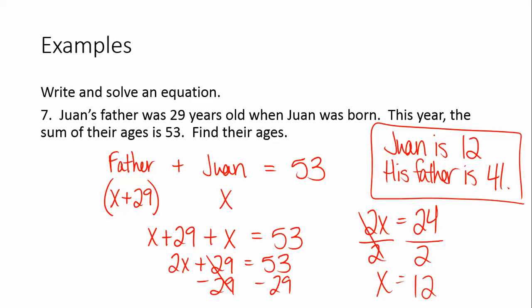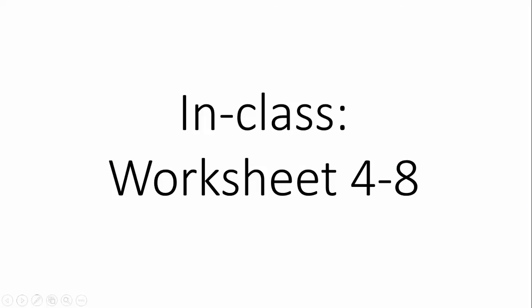Because we knew a little bit about his father's age, but we knew nothing about Juan's age, that's why Juan got the variable x. In class, we'll work on worksheet 4.8.